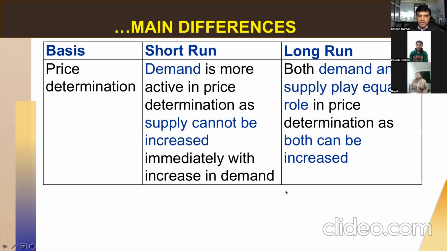Price determination. In the short run, demand is more active in price determination as supply cannot be increased. Here, supply cannot be increased, but demand may increase immediately. With an increase in demand, the farmer cannot increase production in one night or one day. In the long run, both demand and supply play a critical or equal role in price determination as both can be increased. So depending upon the demand, in future, you can make supply.